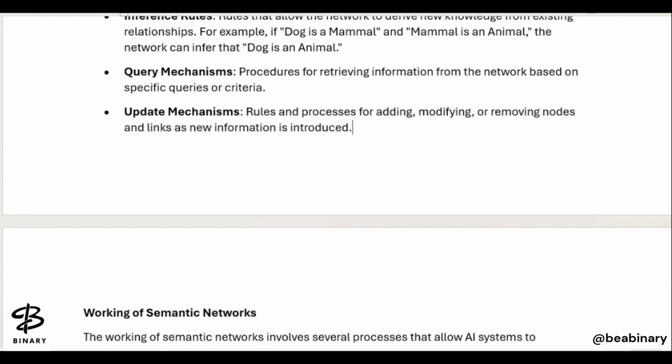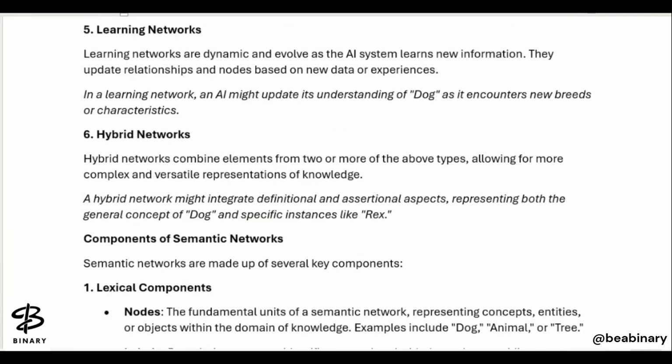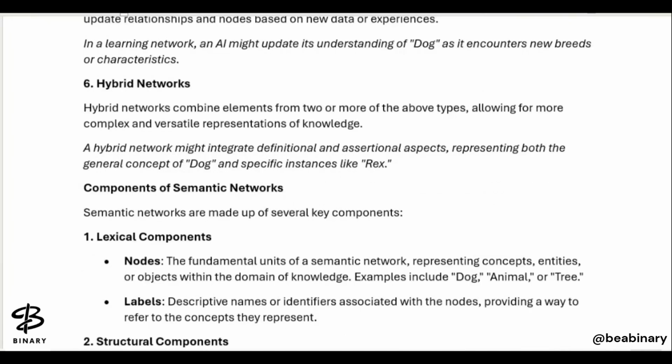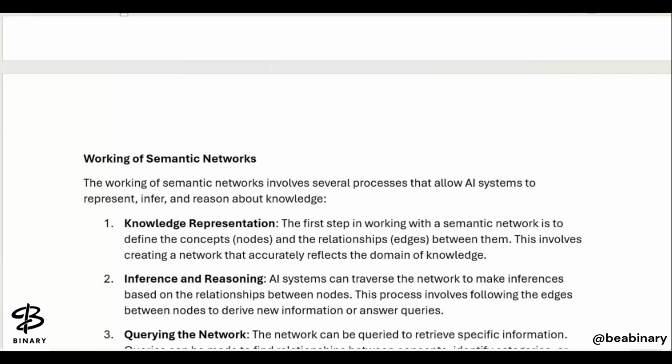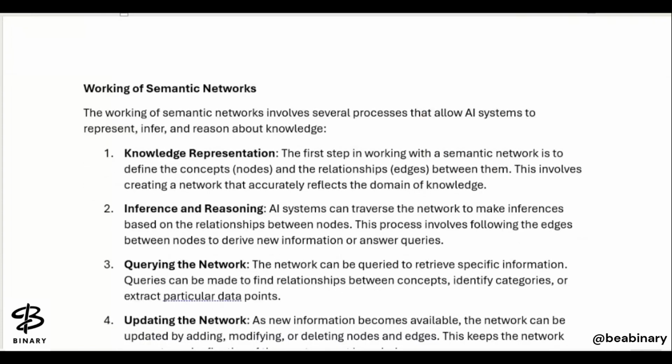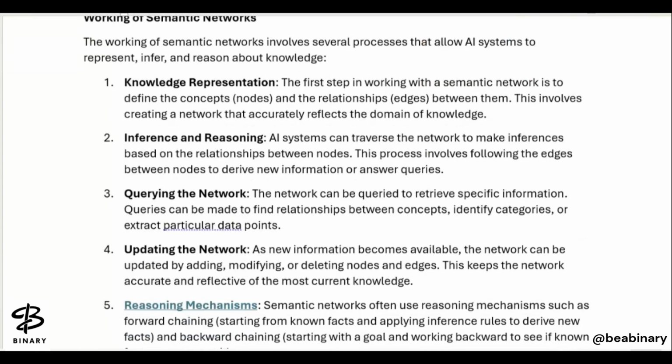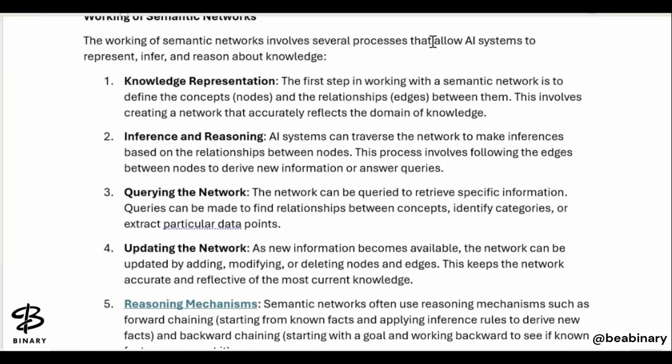So here we have talked about the different components, right? First we talked about the semantic network and the different types of semantic network. Then we talked about the different components of a semantic network. Now, what is the working of a semantic network? The working of a semantic network involves several processes that allow an AI system to represent, infer, and reason about knowledge. First is the knowledge representation, right? First, we need to represent knowledge. The first step in working with a semantic network is to define the concepts and the relationships between them.